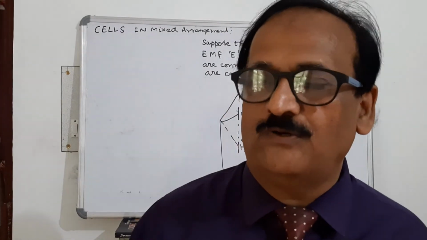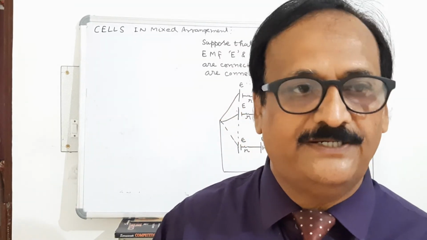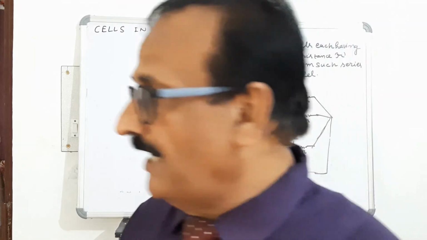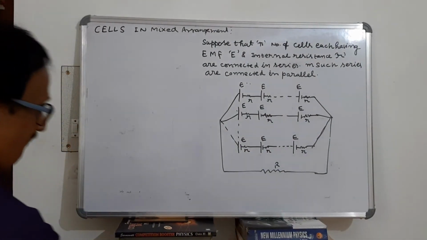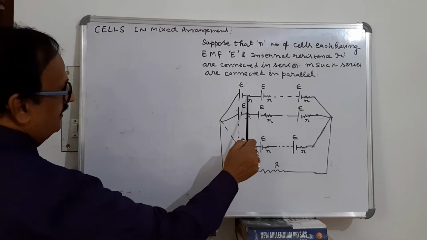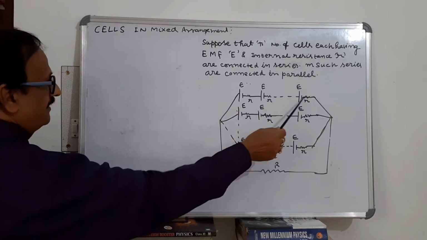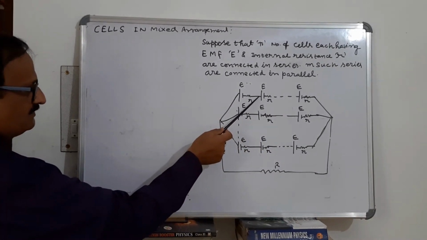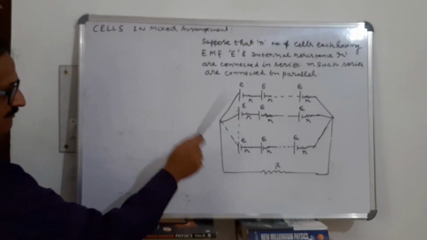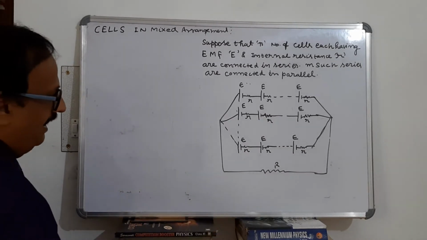Now I will discuss about mixed combination of cells. Means combinations in which few cells are in series and some series are connected in parallel. Then what is the current drawn from this combination? Suppose that there are n number of cells, each of EMF E and internal resistance r. They are connected in series. And m number of such series are connected in parallel, 1, 2, 3, m. And this whole combination is connected across an external resistance R.